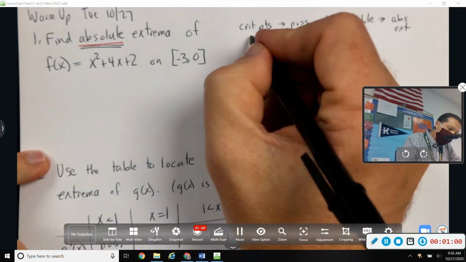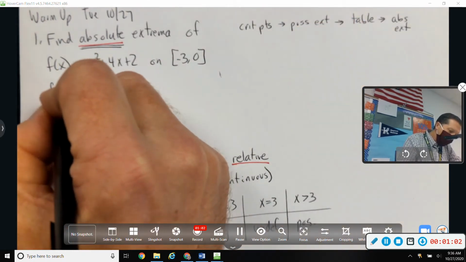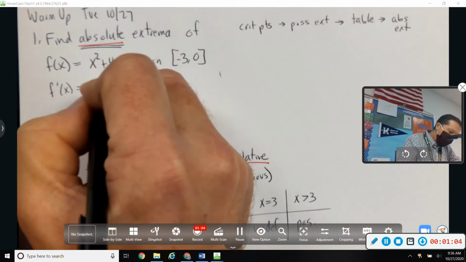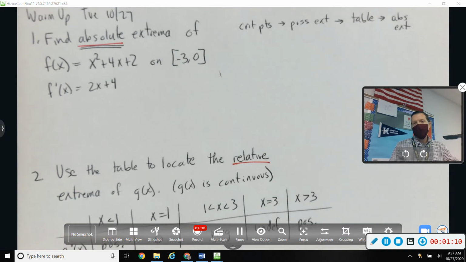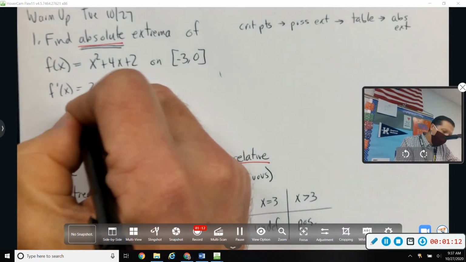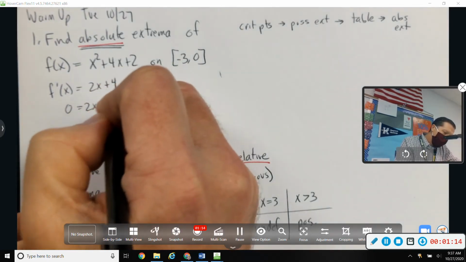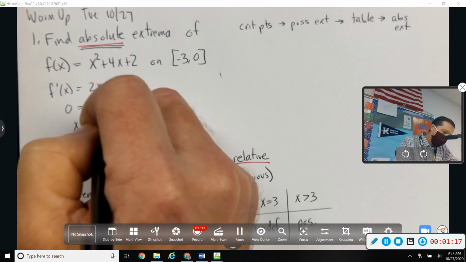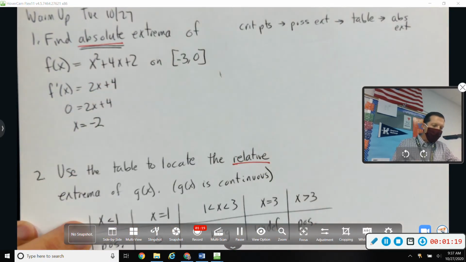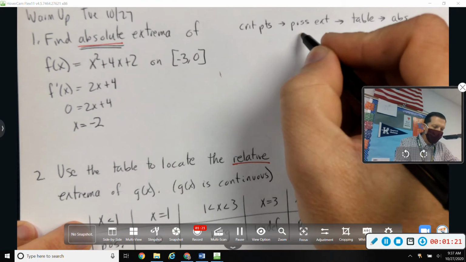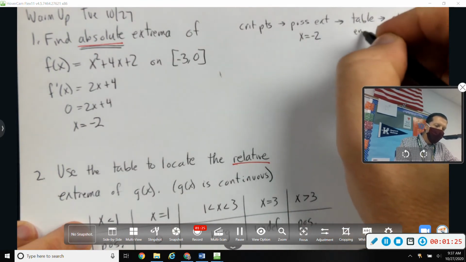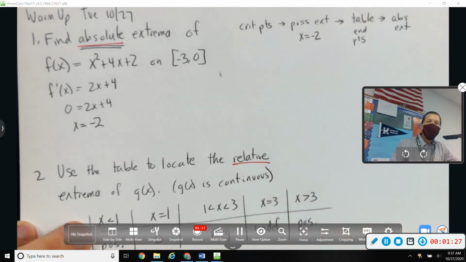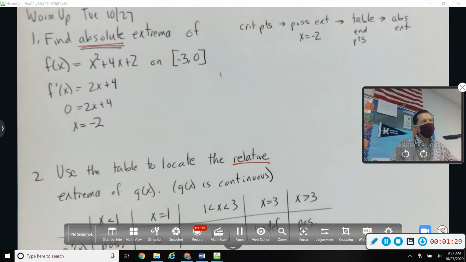So critical points would be first derivative is 0 or undefined. So 2x plus 4 is our first derivative. That's defined everywhere, so I don't have to worry about that part of it. But it's 0 when x is -2. So we've got our possible extrema at x equals -2. A table with the endpoints will help us figure out who's the tallest and who's the lowest.